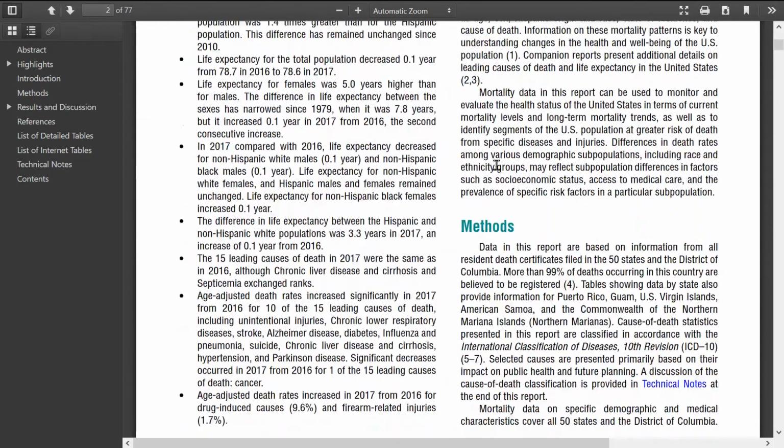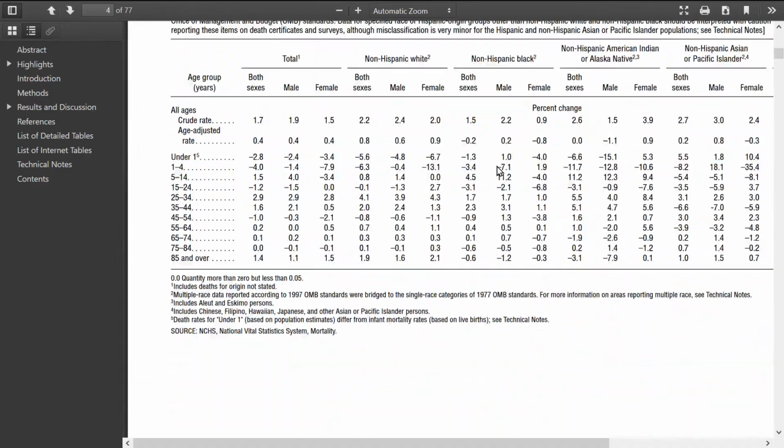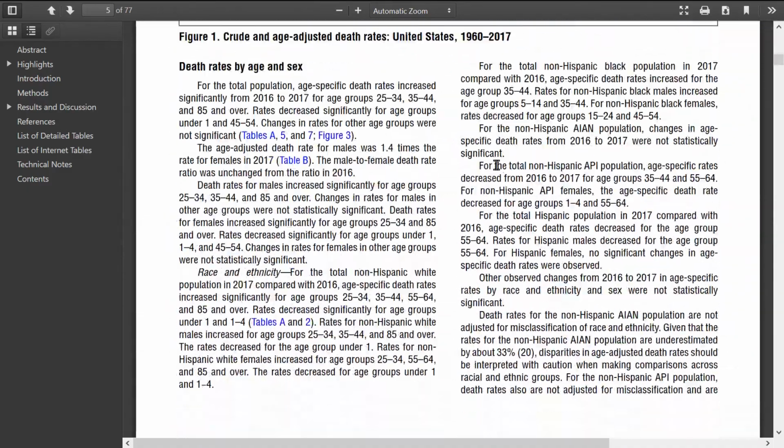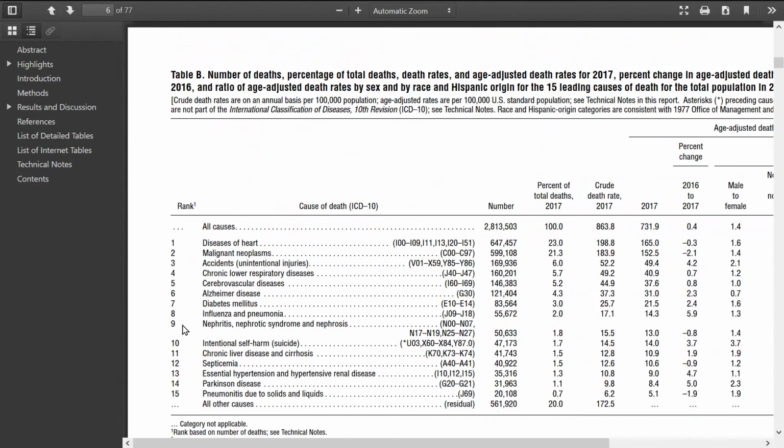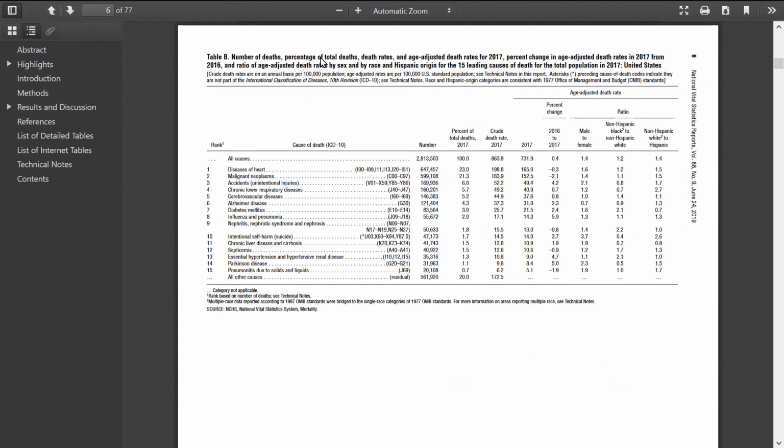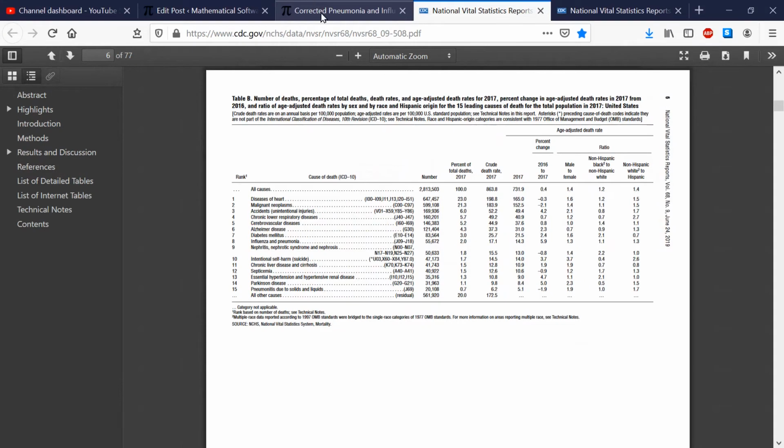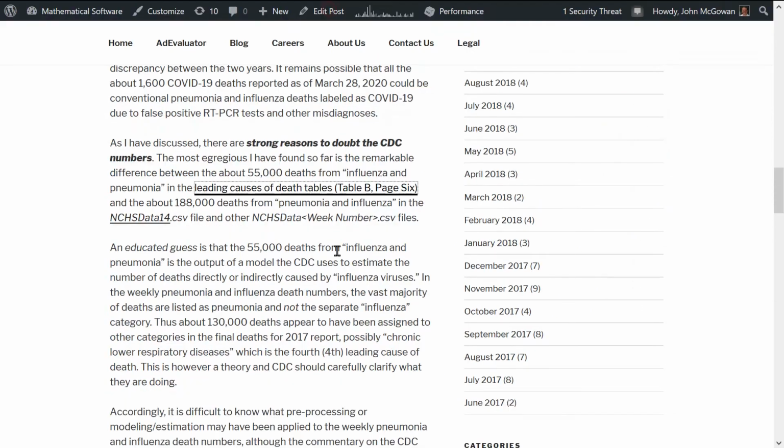And if you go down to page 6, you'll find a table. And in that table is the 8th leading cause of death, which is called influenza and pneumonia, which you might think is the same as pneumonia and influenza, but apparently not. And the total number of deaths is specifically 55,672 in 2017. So it's a mystery where this number came from. I do have a plausible theory, but that's one thing.